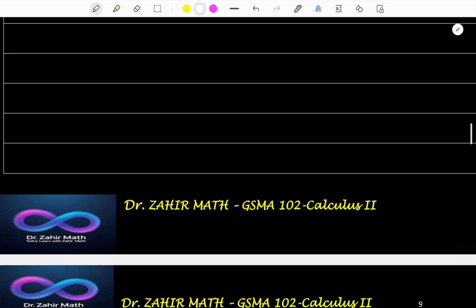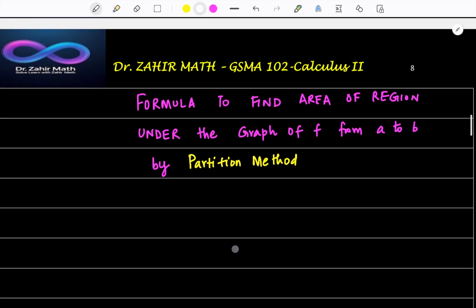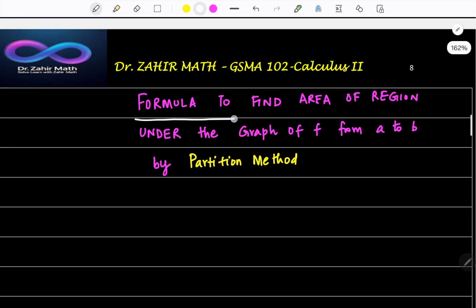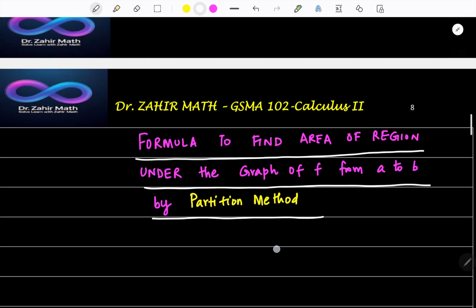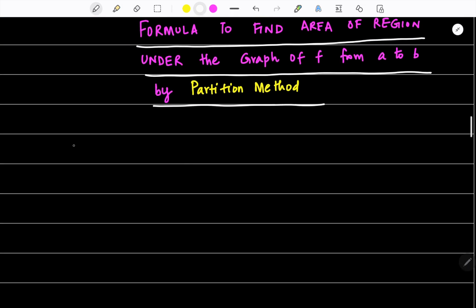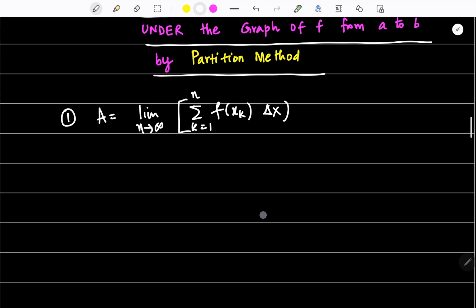This is the partition method. This is the heading you're going to write. I wrote the formula in the beginning but the heading here, so I'll write it again. Step number 1: area is equal to the limit as n tends to infinity, sigma k equals 1 to n, f of xk times delta x.